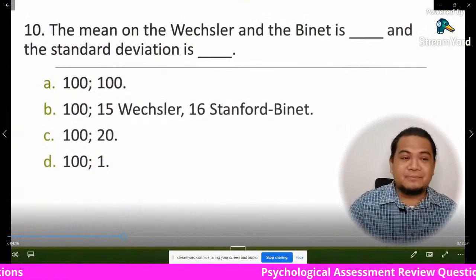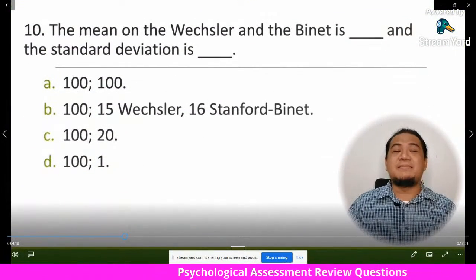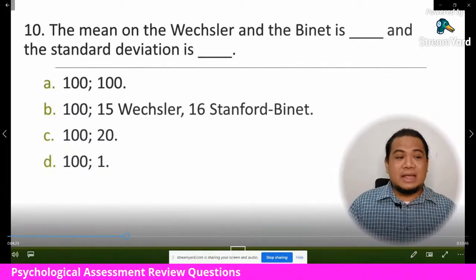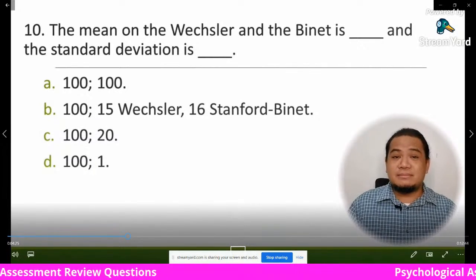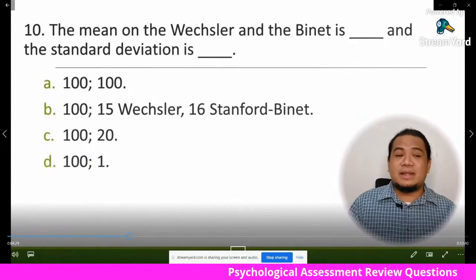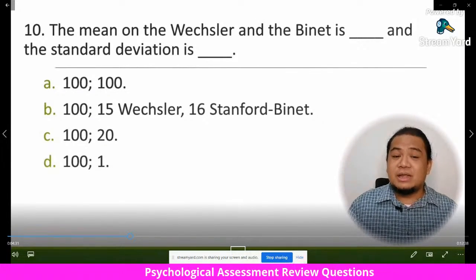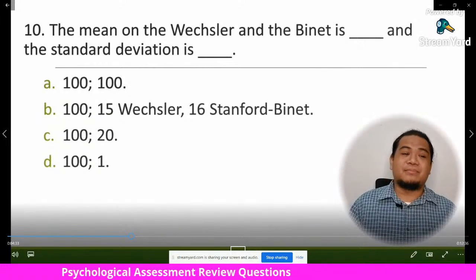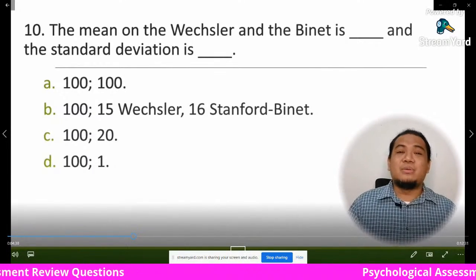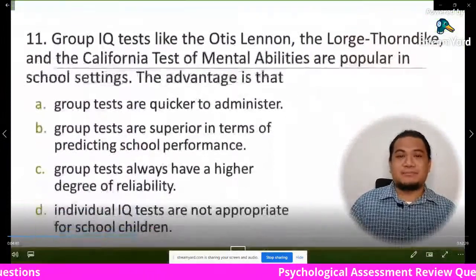Number 10, the mean of the Wechsler and the Binet is 100, and the standard deviation is: A. 100 and 100, B. 115 for Wechsler and 16 for Binet, C. 120, or D. 101.